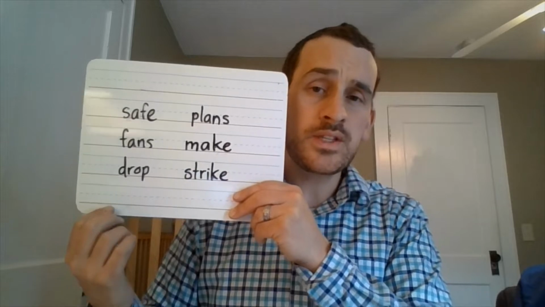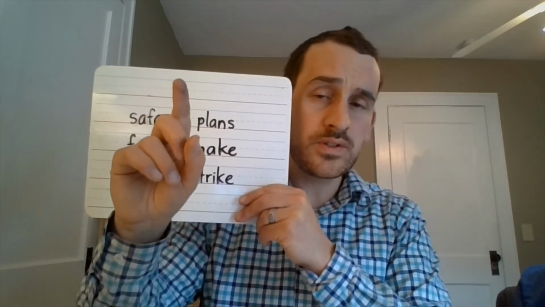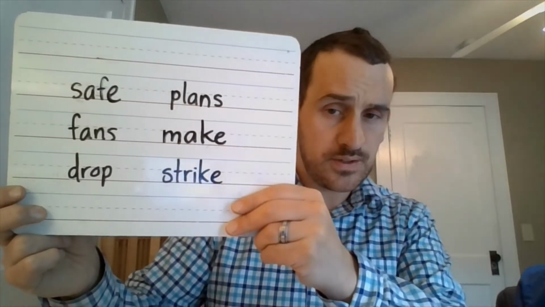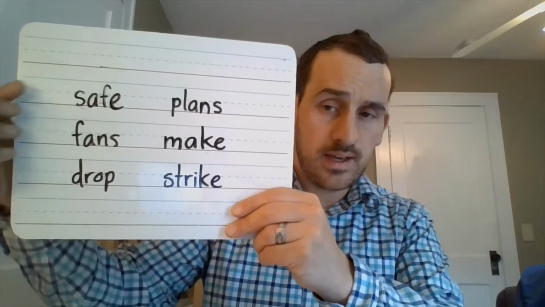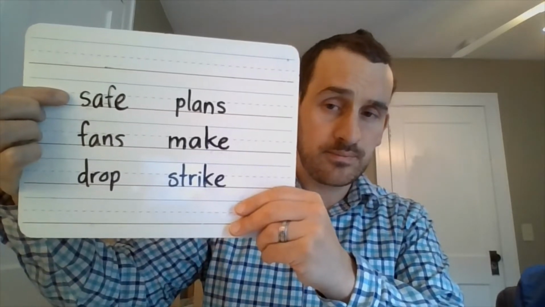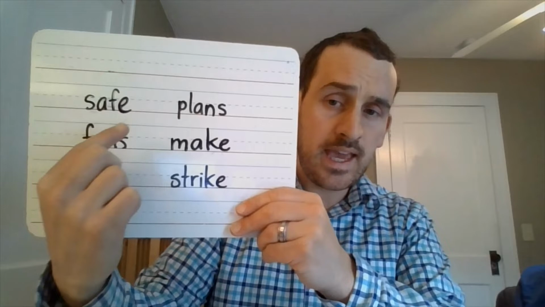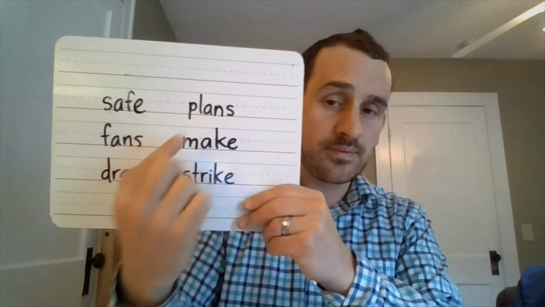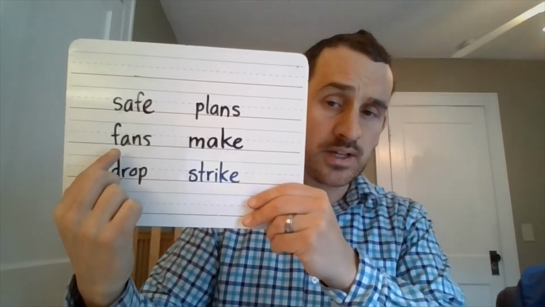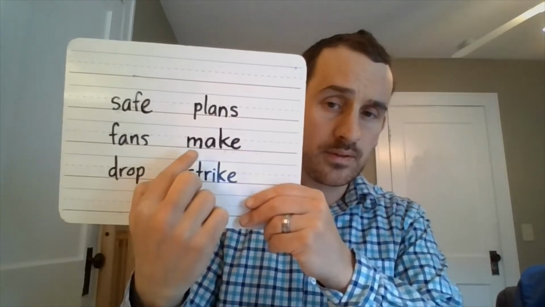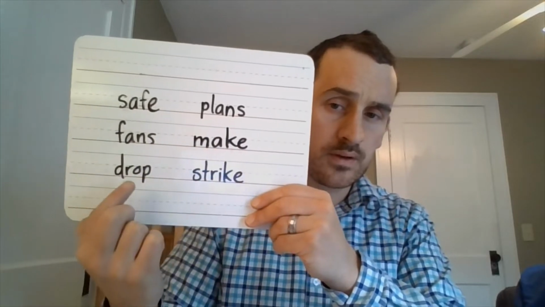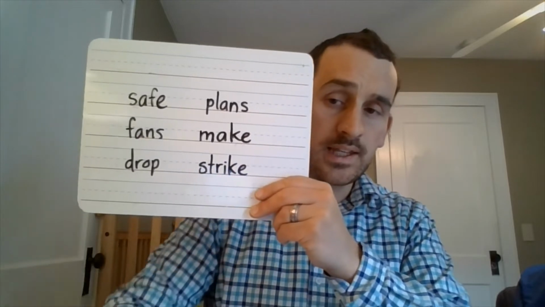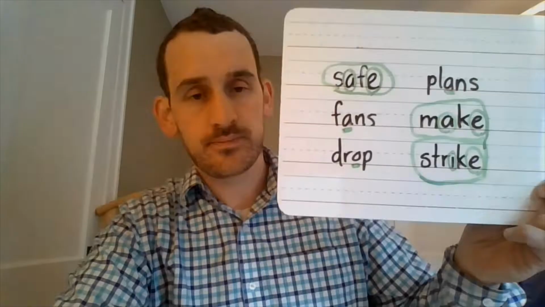So the first thing we want to notice is these are one-syllable words. Some of them have one vowel, some of them have two. Can you see the difference? How many does safe have? Yeah, it has two, A and E. How many does plans have? Just A. How many vowels does fans have? One. Two. One. Two. So let's split those ones up and let's take a look at them.